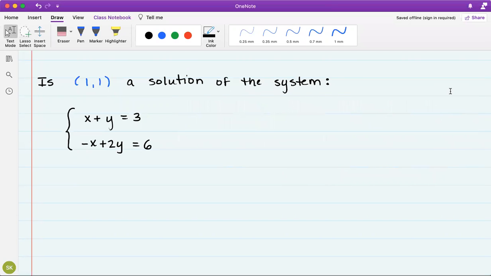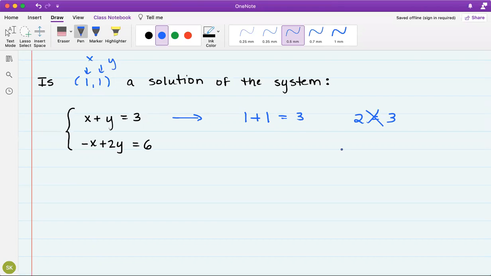What it means for something to be a solution to the system is that when I plug in these values for x and y, here I have x is 1 and y is 1, and plug them into both equations, I get a true statement. So you can see when I plug in 1, 1 into the first equation, I get 1 plus 1 is equal to 3. Or in other words, 2 is equal to 3, and that's not a true statement. So since it's not a true statement, it is not a solution to the system.